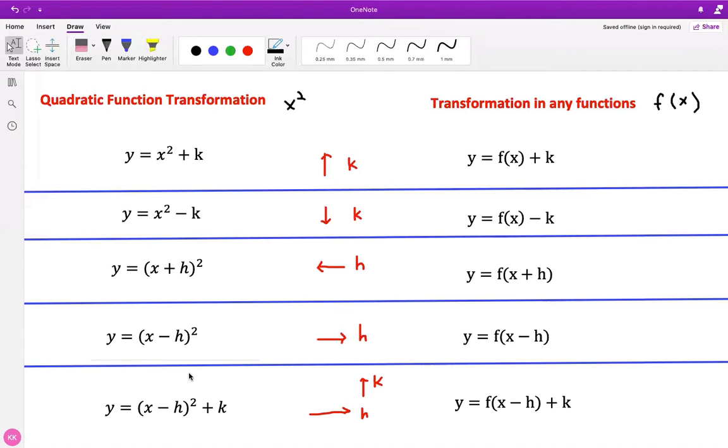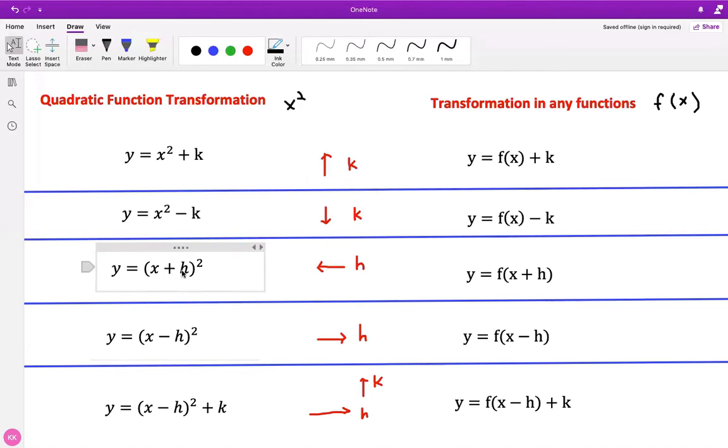So remember when you're doing the quadratic function transformation, you learned that this constant here will affect the function, right? The k factor here will affect the function vertically. If you see the plus k, you know that I'm transforming the x squared function k units upwards. If you see the minus k here, I transform the x squared function downwards.